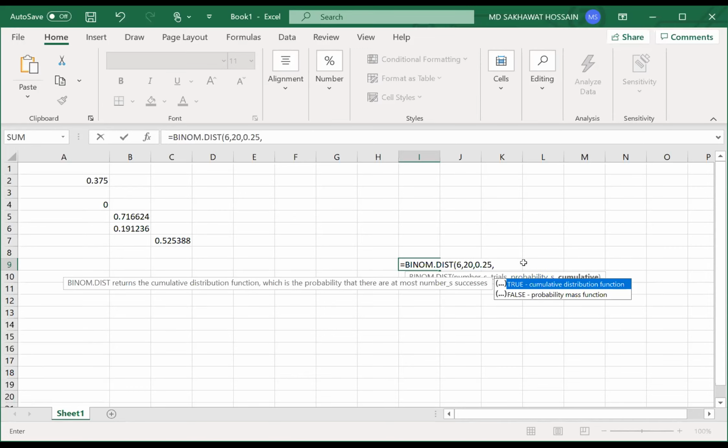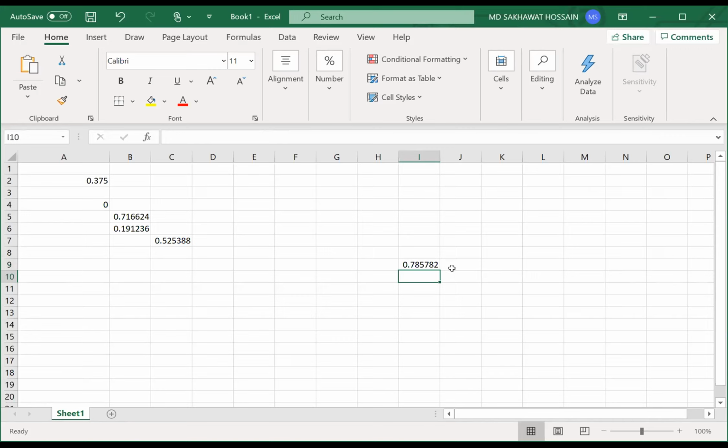Okay, so now you will determine whether you are finding the probability for a specific value of X or the cumulative probability. Since we are looking for the probability X less than or equal to 6, that means we are finding the cumulative distribution function. You can use either true or false. If you use true, that means cumulative distribution function, so you are finding the cumulative probability. Since here we want the probability X less than or equal to 6, this is cumulative probability, so you will choose true.